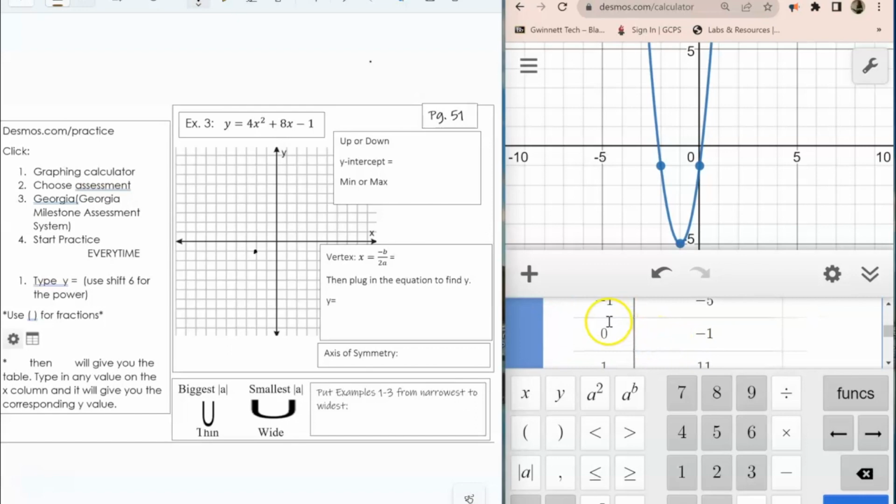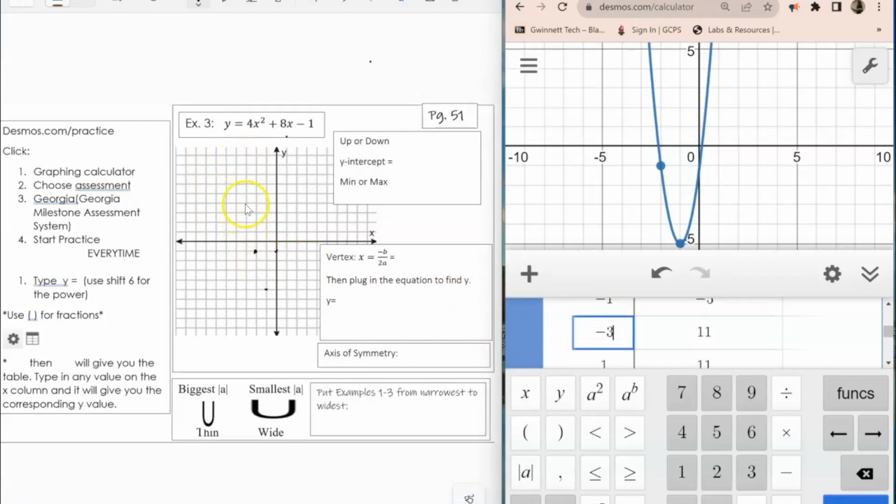Then we have -1, -5. Then 1, 2, 3, 4, 5 is a point right there. 0, -1 is a point right there. 1, 11, which I think goes off the graph. 1, 2, 3, 4, 5, 6, 7, 8, 9, 10, 11, so around here. And I'm also going to do -3. So I'm going to change the 0 and type in -3, and it's also going to give me 11.